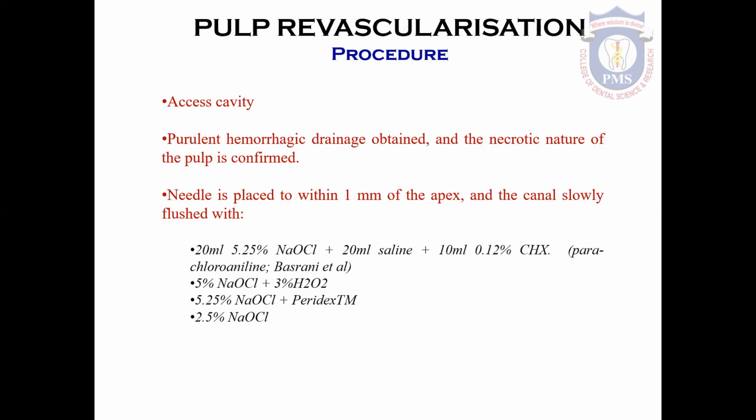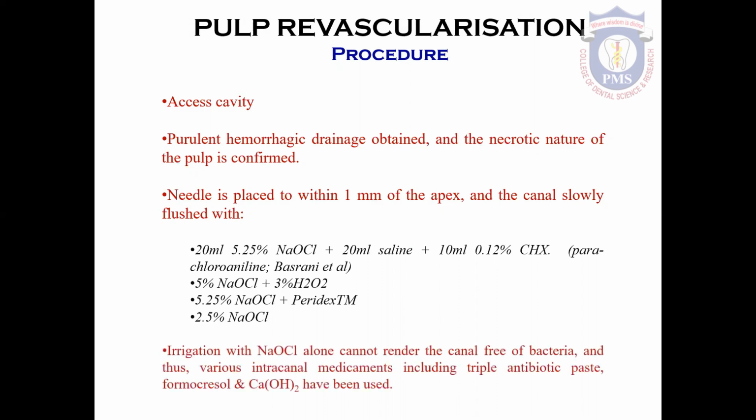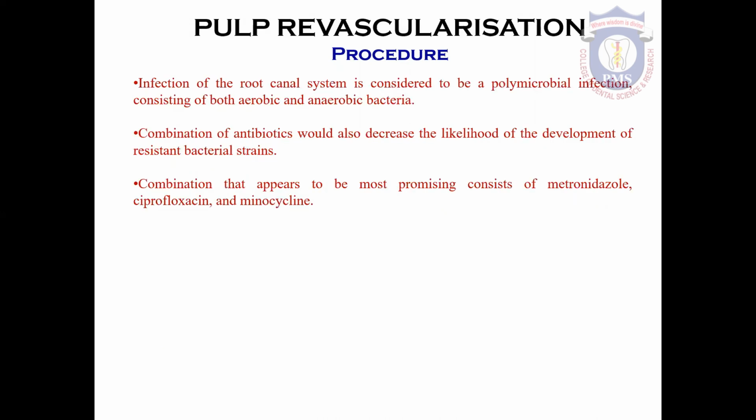An access cavity is prepared and the necrotic nature of the pulp is confirmed, and a thorough irrigation protocol with sodium hypochlorite, chlorhexidine and hydrogen peroxide can be done. Various intracanal medicaments like triple antibiotic paste are used because infection of the root canal system is considered to be polymicrobial in nature.